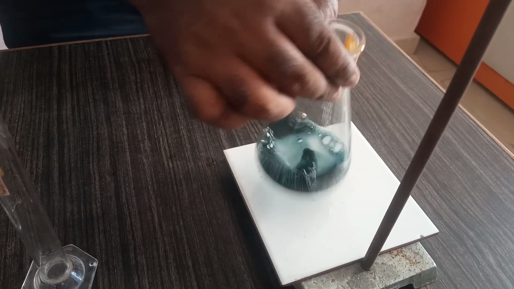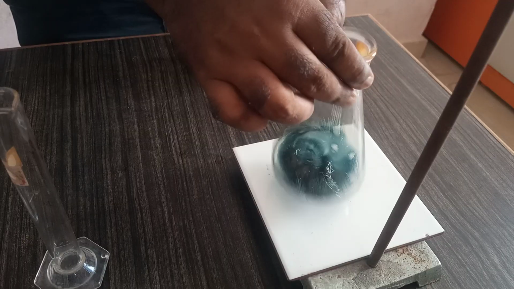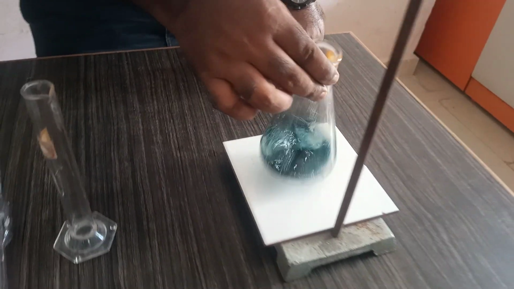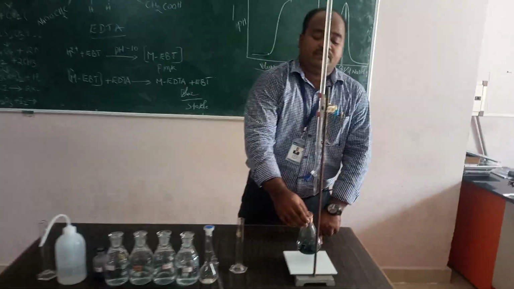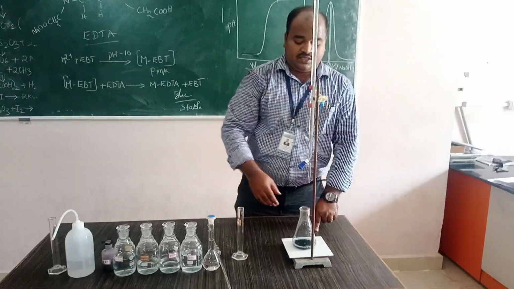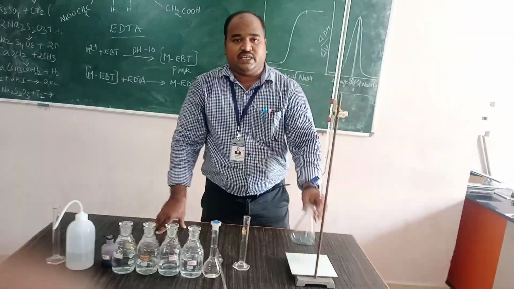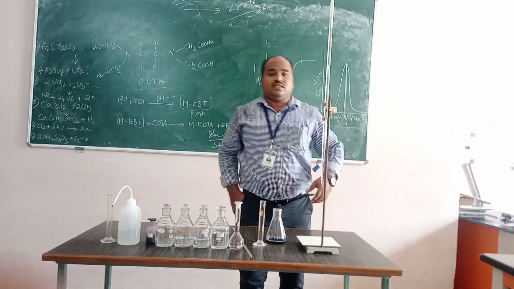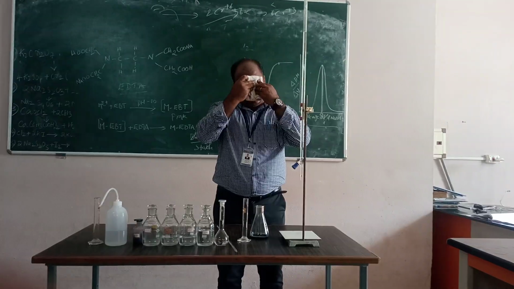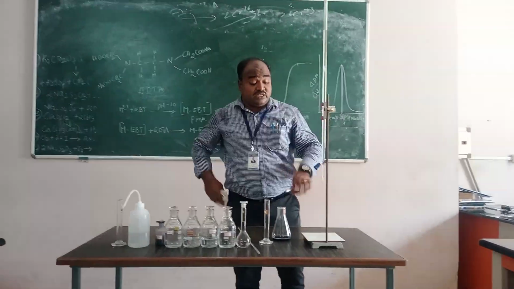So you can see this is the color. So this is our end point. It's almost 7 ml. 7 ml is our end point. This is from the standardization of EDTA that you need to take from the burette value as 7. This is also one of the volumetric titrations. So this is the standardization of EDTA.